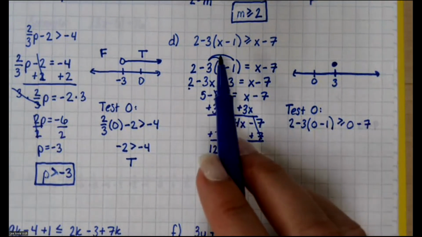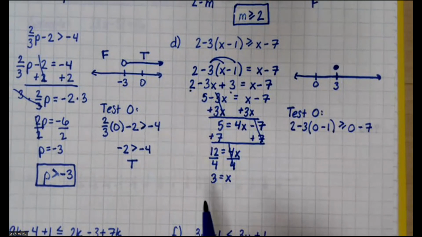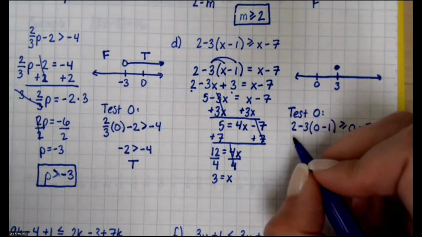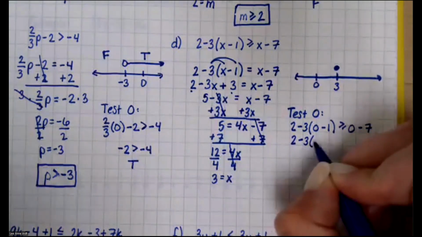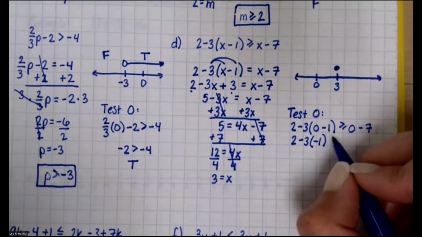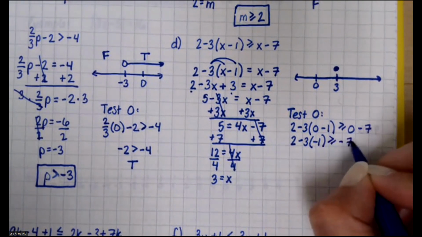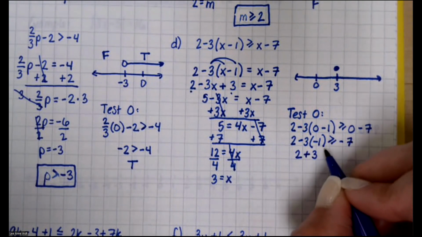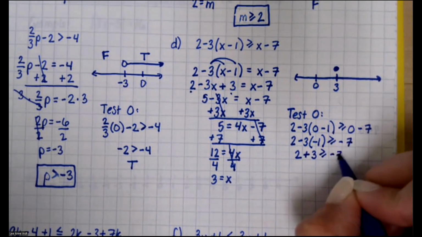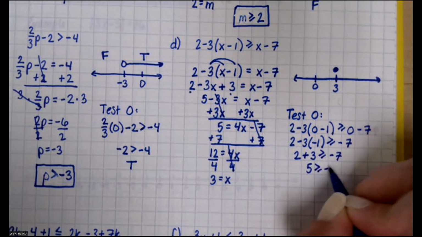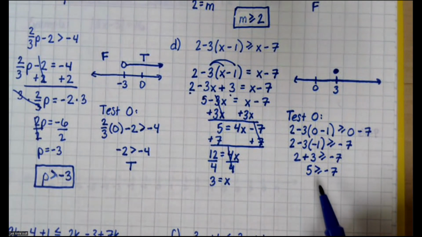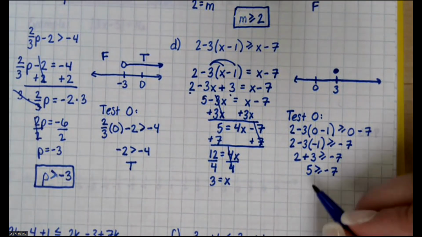Okay, so I put 0 in there and there. Okay, so this is going to be 2 minus 3 times negative 1, which is 2 plus 3. Feel free to go to the calculator for that. That's fine. I'm not uptight about that. Happy crop? Yeah.